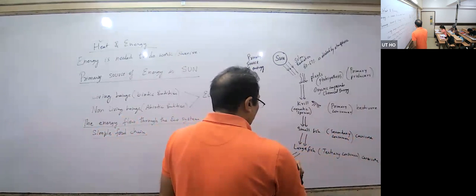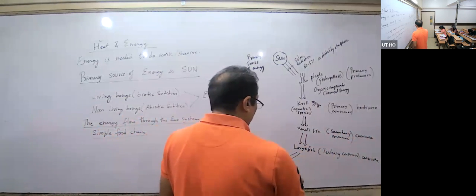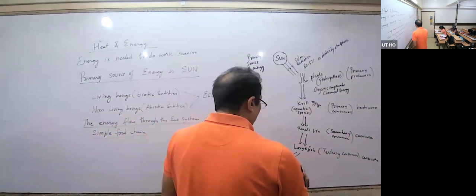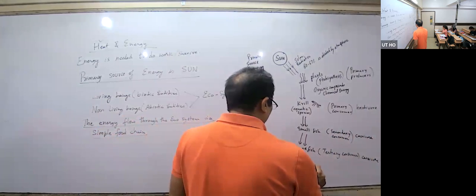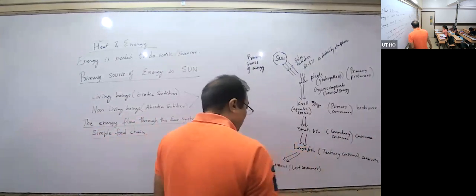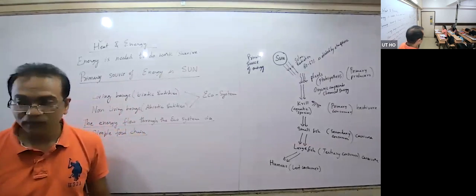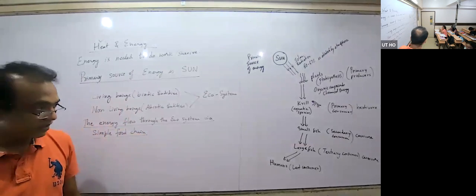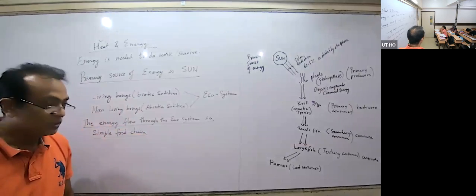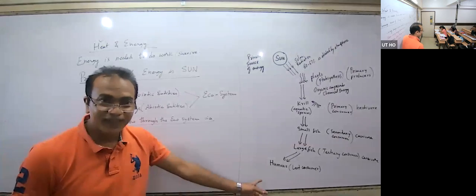Then the large fish is consumed by humans, those who eat non-veg, right? So humans are the last consumer. So they are the big boss on planet Earth, right? Unless he is very unfortunate and lands up on an island where everybody is a cannibal. So otherwise, they are the last consumer.